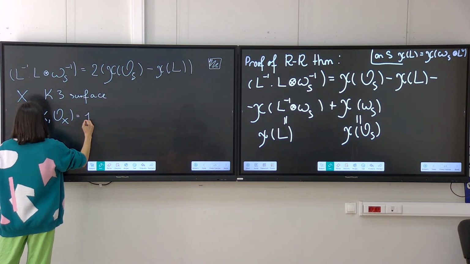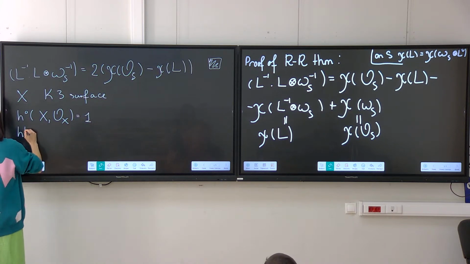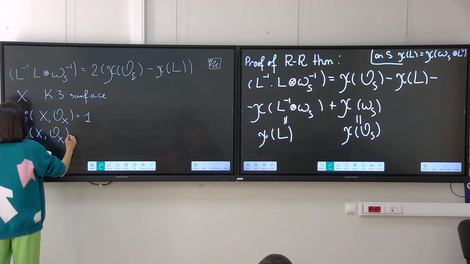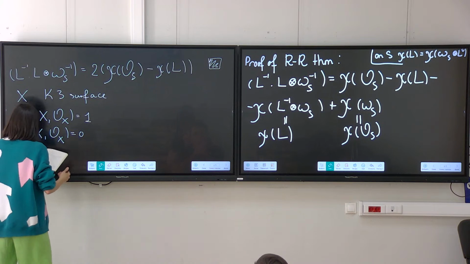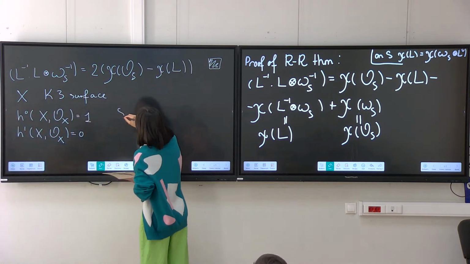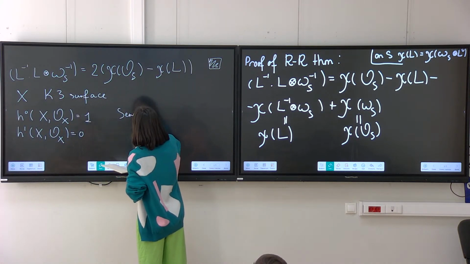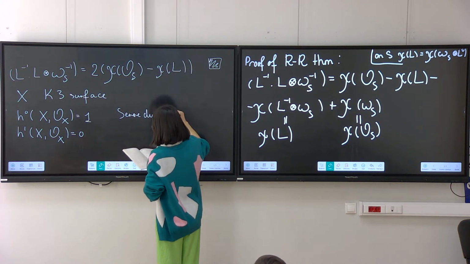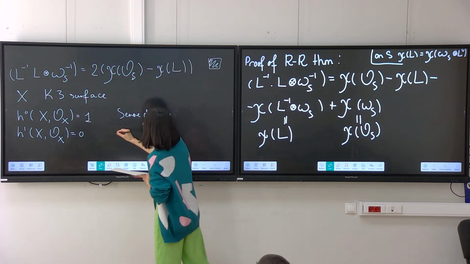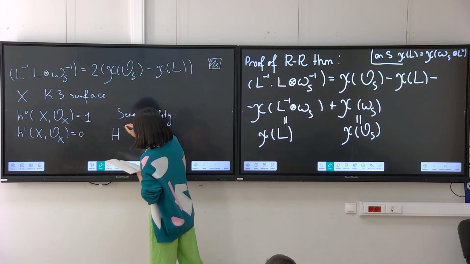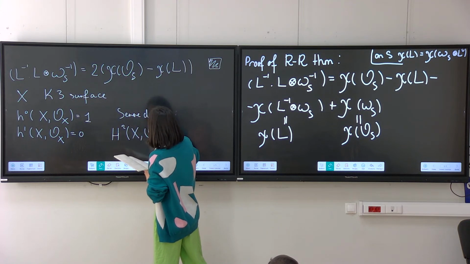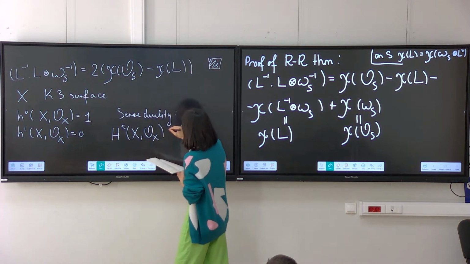this is equal to 1, and this is equal to 0. So here Serre duality on the K3 surface tells us that this is isomorphic to what?